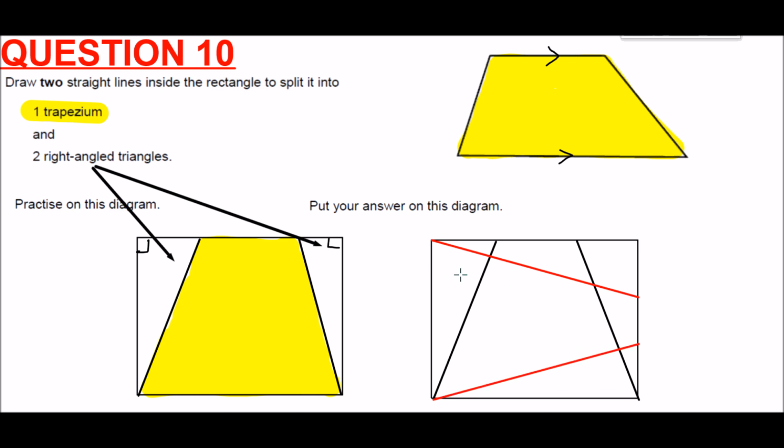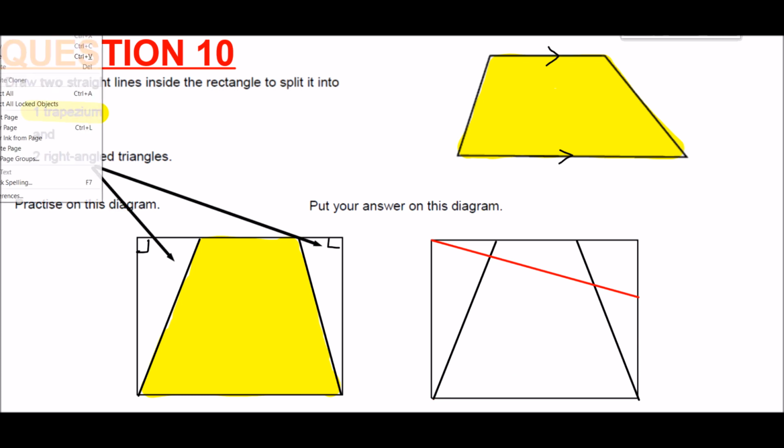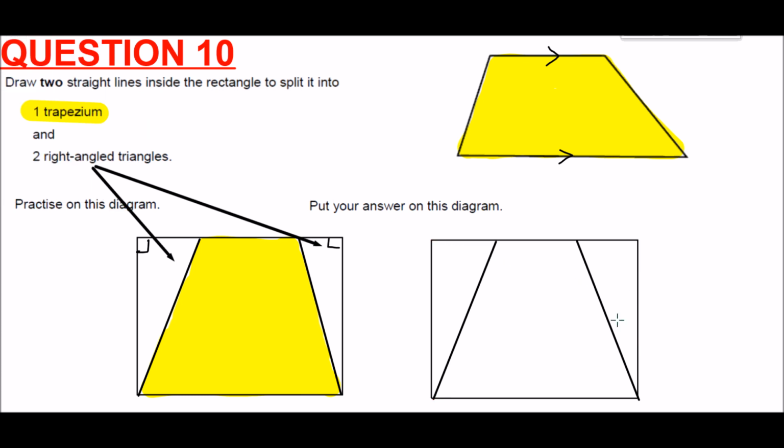So that would be a longer, thinner trapezium on its side, and in this case the two right angled triangles would be over here. That's just another suggestion, but I think the easiest is to leave it like this personally.